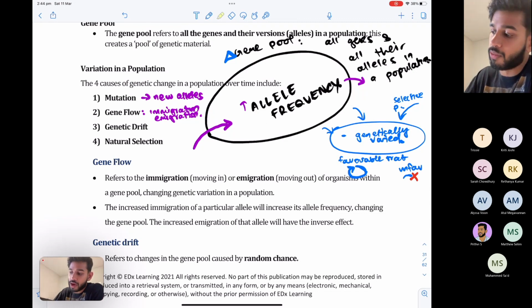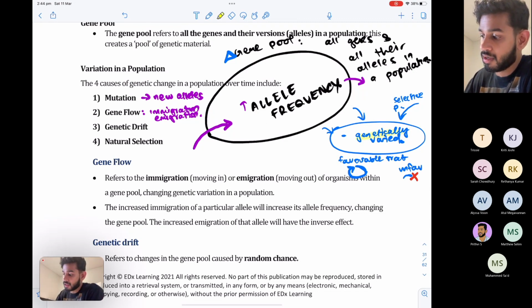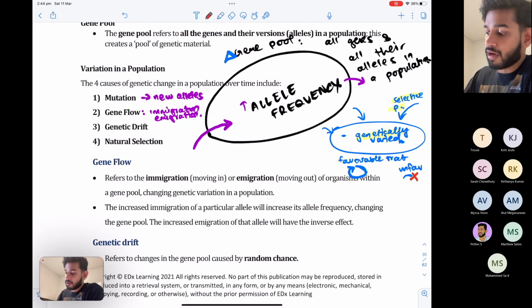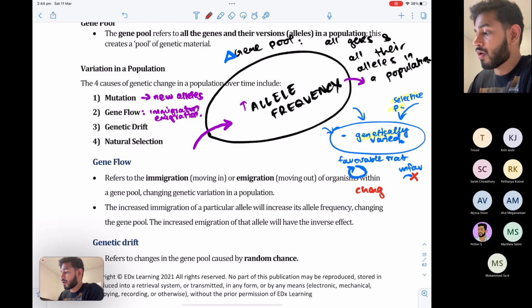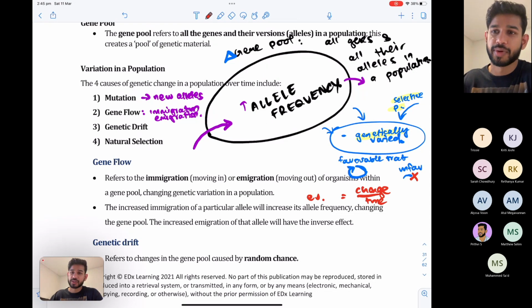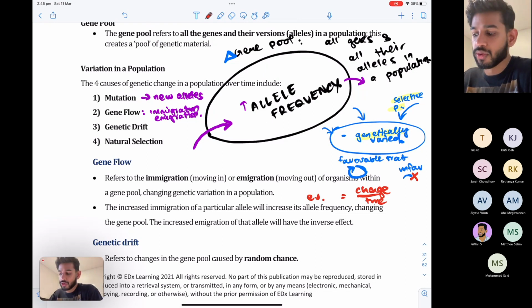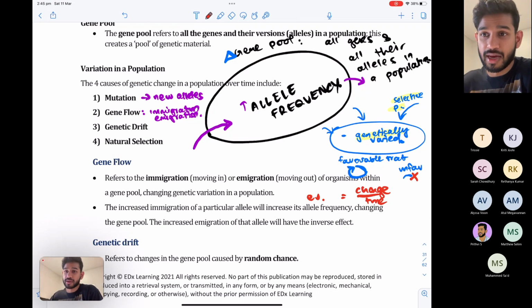So if you have the words genetic variance, selective pressure, and you link that to favorable traits, and finally a change over time, you have explained evolution. Any questions about your definitions? I know you will understand it, but understanding it versus writing it in an exam to get full marks is a different game.